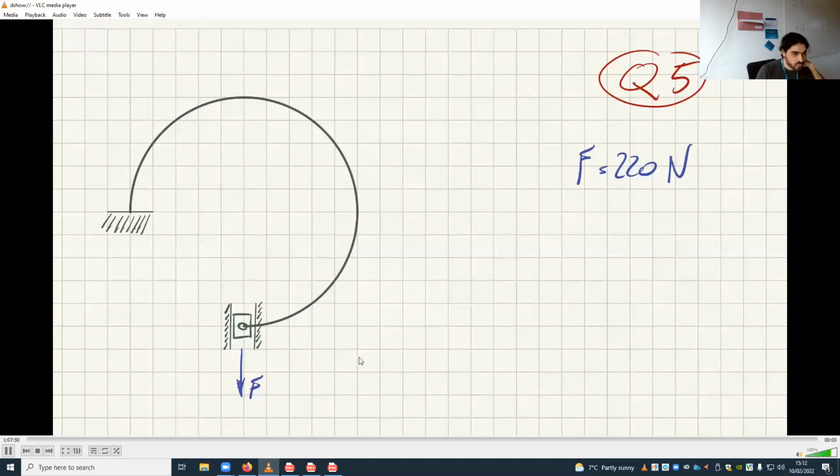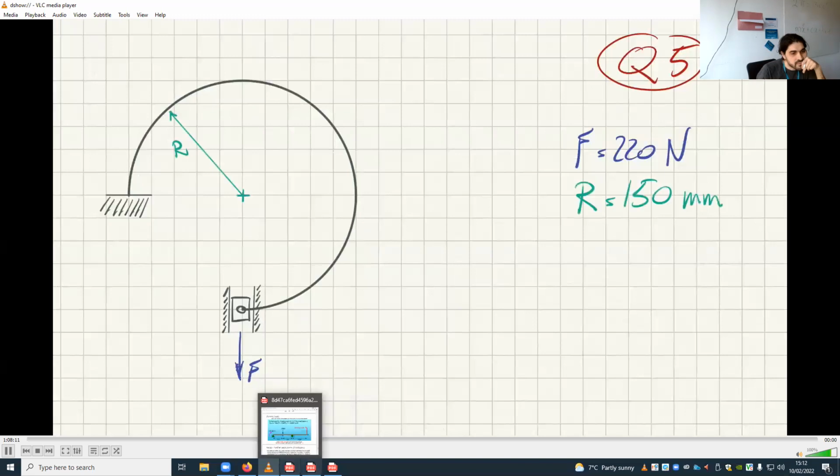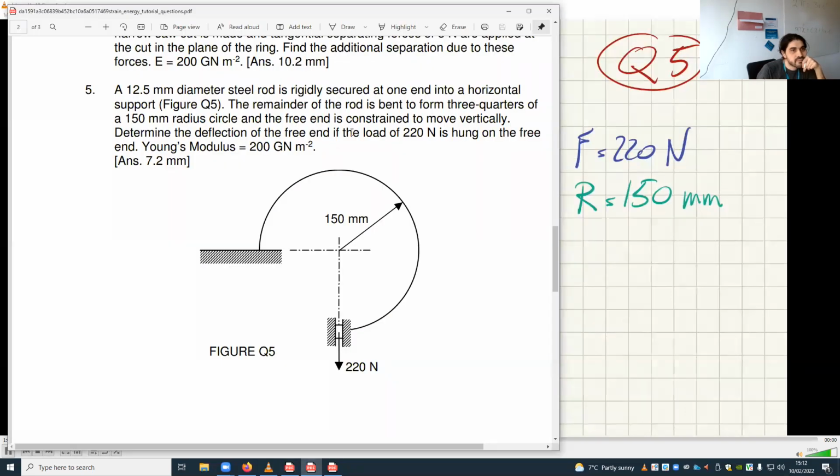That's it. What do we want to find though? Let me also find the center of this thing, and the radius. The radius being 150 millimeters. I remember this. Young's modulus is given. So Young's modulus is 200 gigapascals.